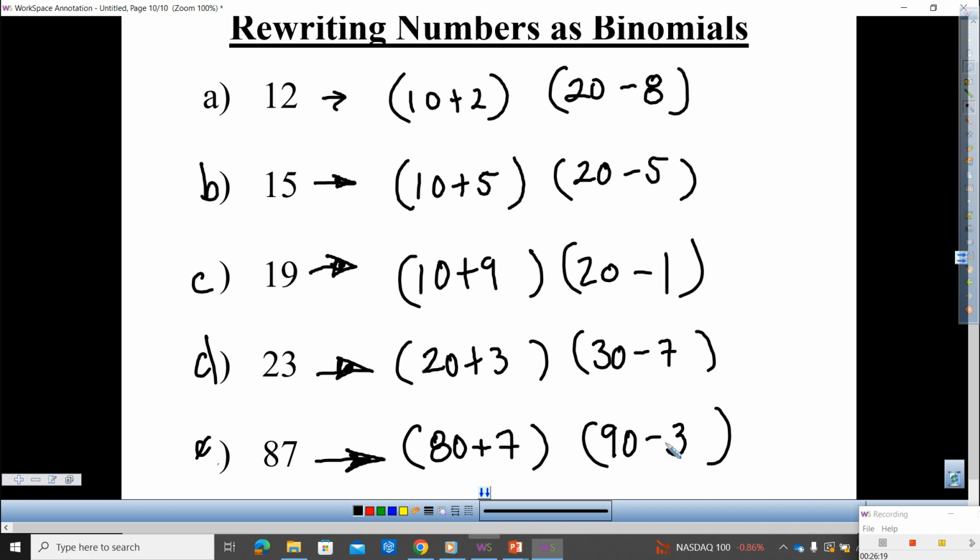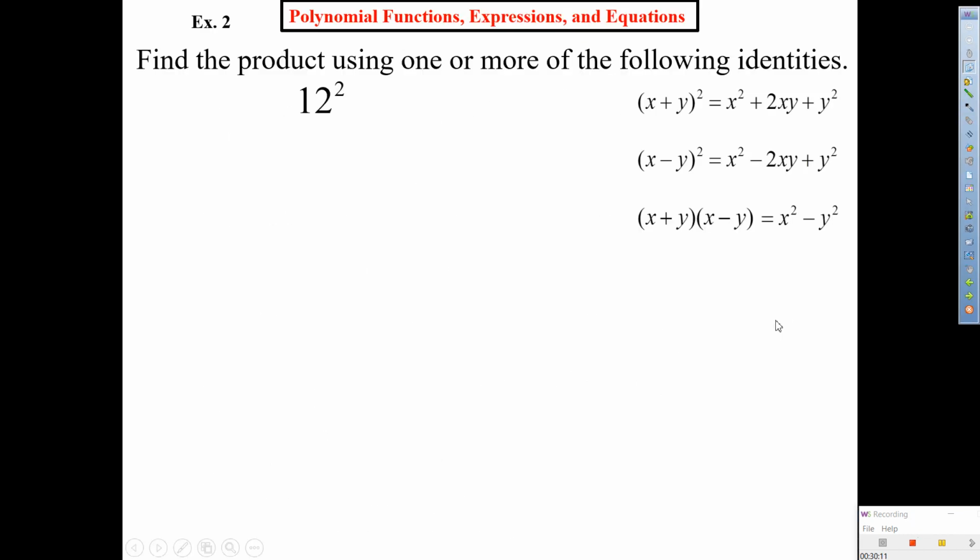That is correct. All right, so now that we know how to write these, let's use identity properties now, but with numbers. This is where it gets interesting, so stay focused, please. Here we go. Copy this one, example number 2. It reads, find the product using one or more of the following identities. You're like, what? Yes. So, 12 squared.